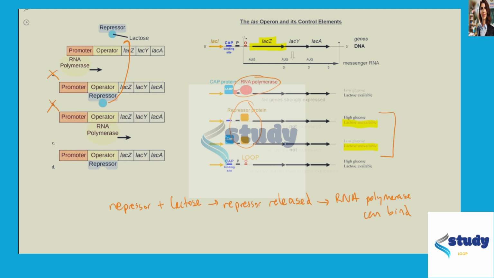Choice C shows that the RNA polymerase is bound to the operator region, which we know will be incorrect based on the fact that our repressor in this case should not have lactose bound to it, and thus should still stick to that operator region, meaning that RNA polymerase should not be able to bind. And finally, we have our choice D, which has the repressor but with an empty slot for lactose. So there's no lactose bound, which is correct if lactose is unavailable. So choice D is going to be the correct answer.